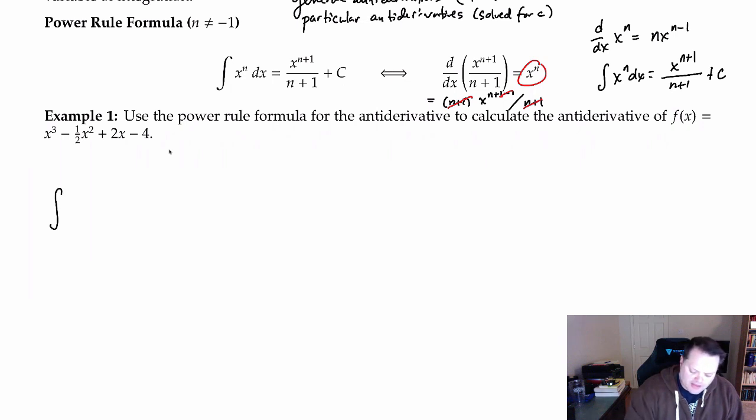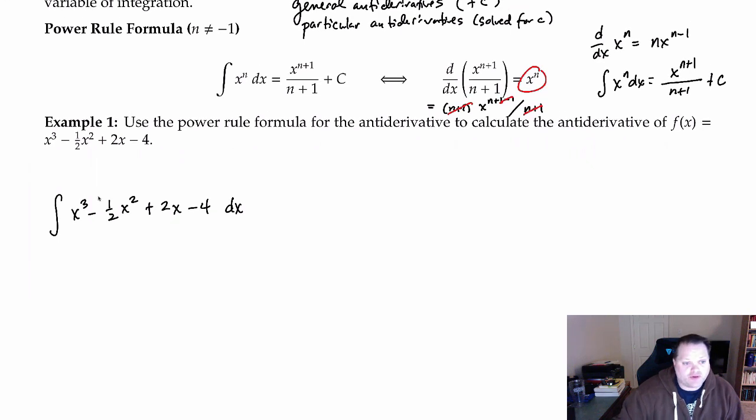So we're looking at the antiderivative of x cubed minus 1/2 x squared plus 2x minus 4. So this is the way that you would notationally write this. And one thing that needs to be discussed here is I've got multiple functions going on here. So how do I take the antiderivative of multiple things? This is just the formula for the antiderivative of one thing.